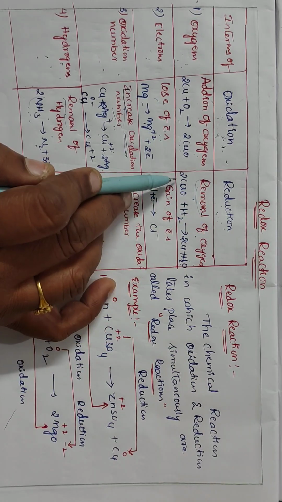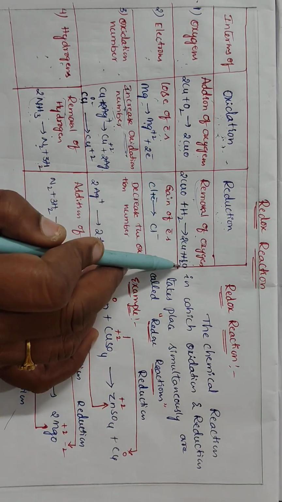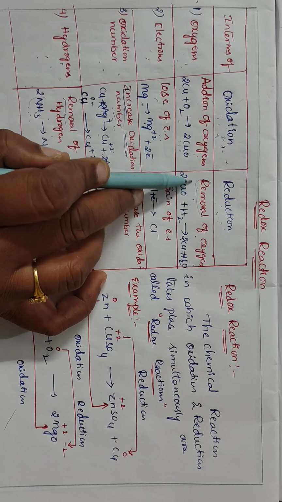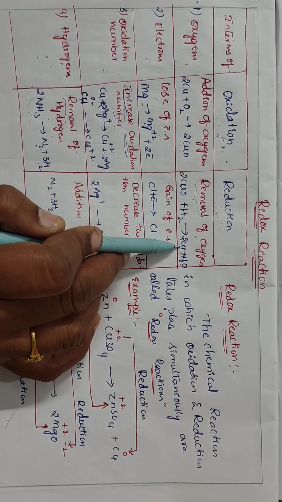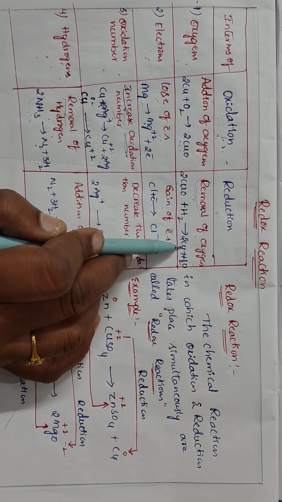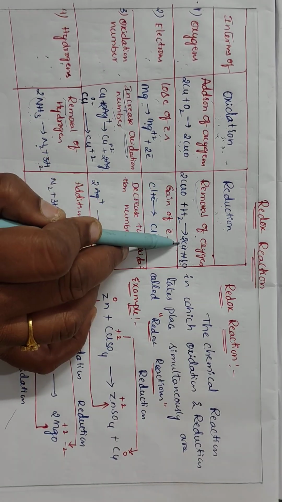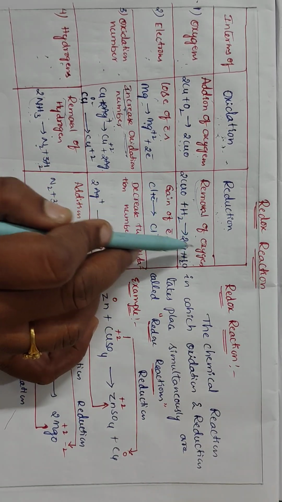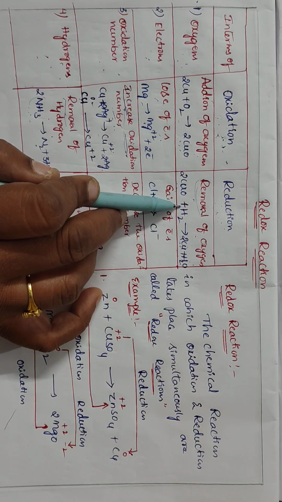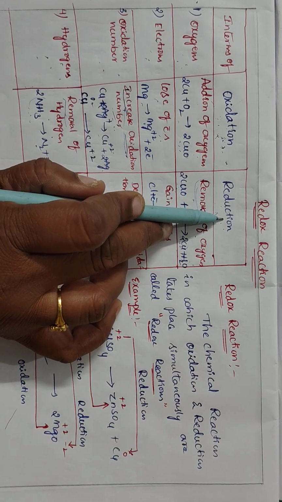For example, in this reaction you can observe in the reactants CuO is there, whereas in the product side only Cu is there. Removal of oxygen from CuO to Cu. Yes or no? There is a removal of oxygen. That's why this is an example of a reduction reaction.